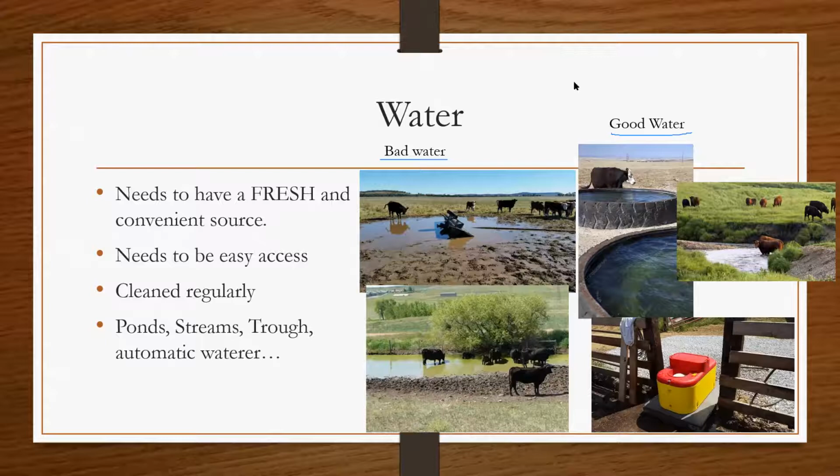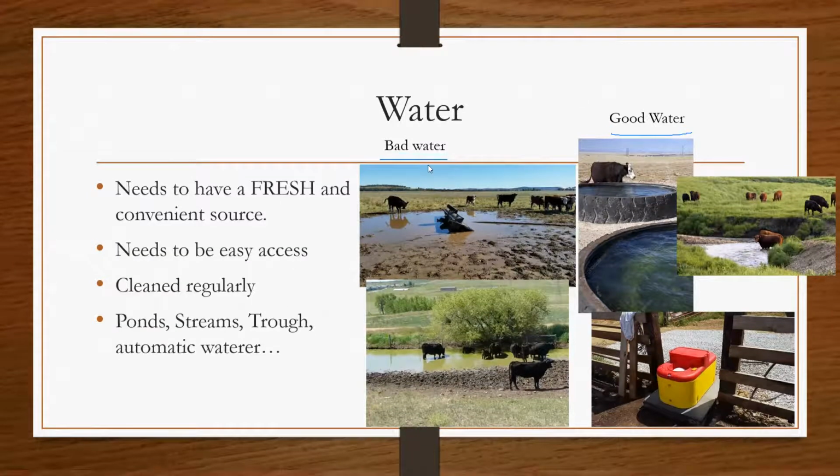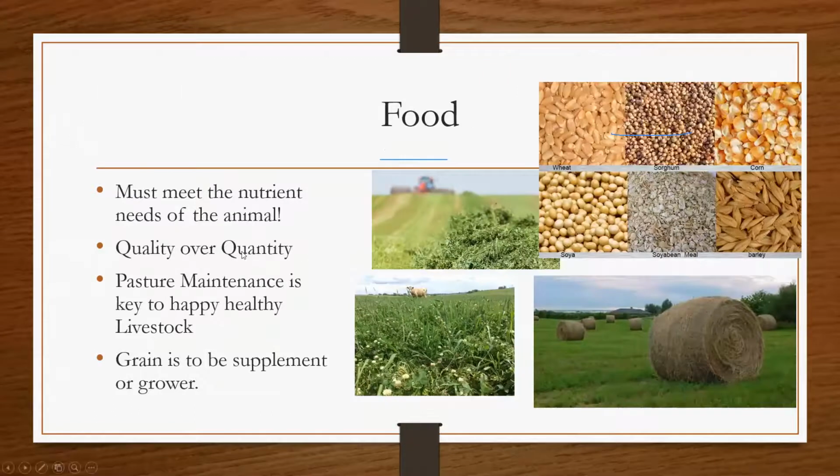Moving on, we are gonna go to food. So like I said, food must meet the nutrient needs of the animal. So you still need to know your animal, know what you're feeding, and make sure that that meets the requirements.